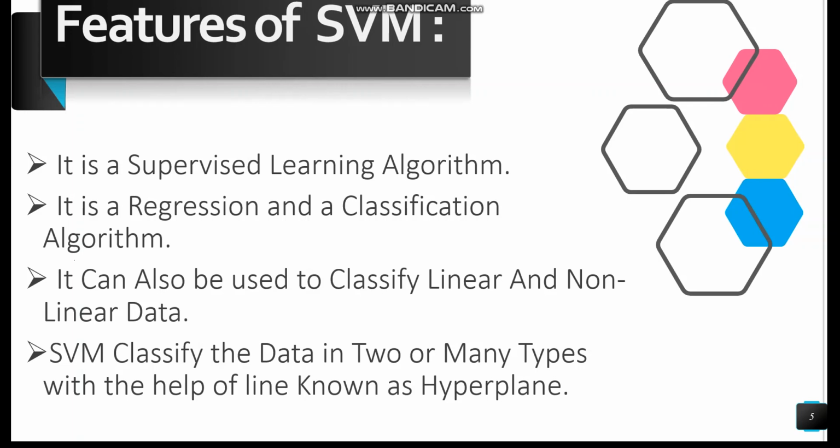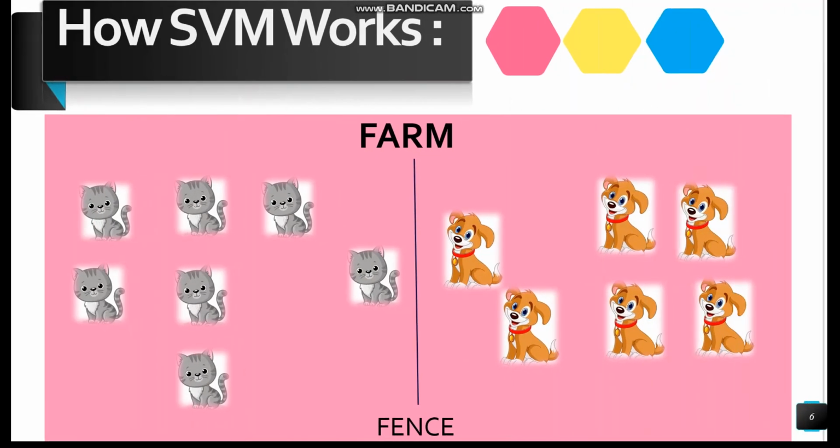Now, let me discuss how SVM works. In order to understand how SVM, or support vector machine, works, let me consider a small example. Imagine that you own a farm and you have a problem. You need to set up a fence to protect your cats from dogs. Now you need to decide where you want to build your fence. To solve this problem, we can use a support vector machine.